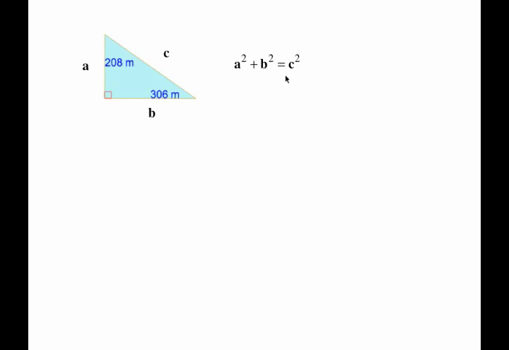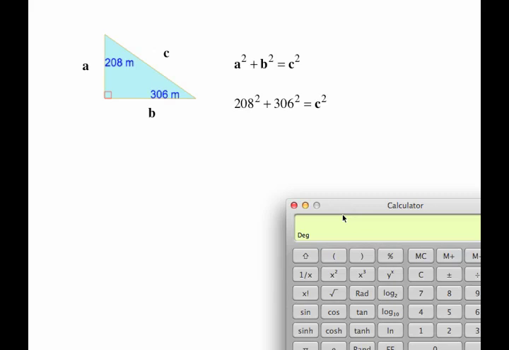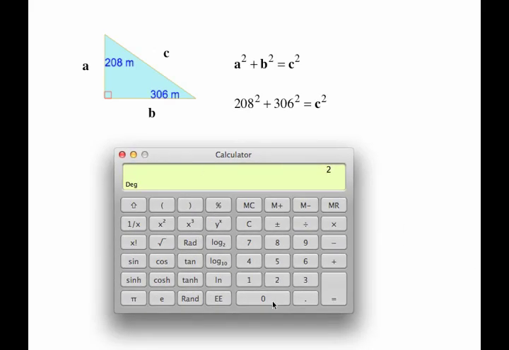A squared plus B squared equals C squared. The A value is 208, so we're going to replace the A with 208, replace the B with 306, and solve this equation for C. So we have 208 squared plus 306 squared is equal to C squared. You take your handy dandy calculator and you figure out what 208 squared is. It's this big number, 43,264.